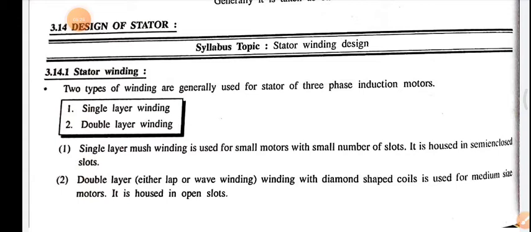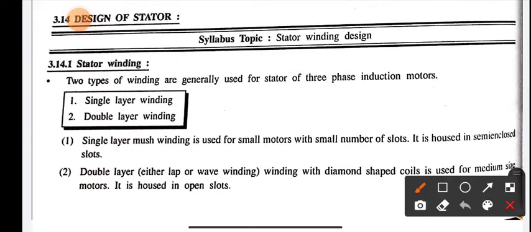Okay, and inside the periphery there are slots in which we will place our conductors, and we will make connections as per our requirement, and it will form the stator winding. So first of all, the stator winding is of importance to us as it is going to provide us with the rotating magnetic field that is required. Stator windings are generally of two types.